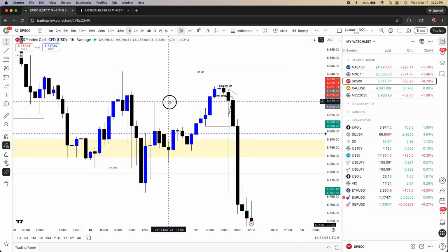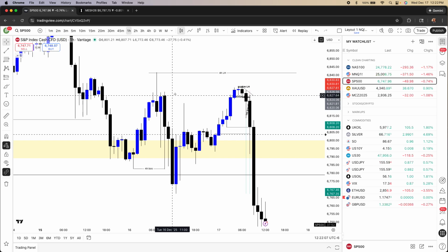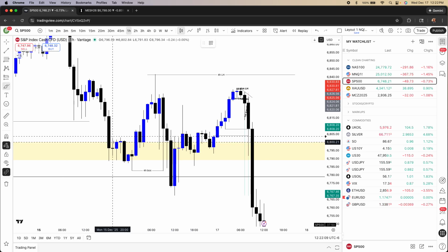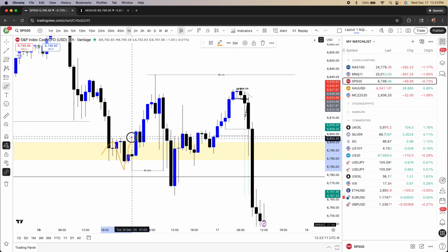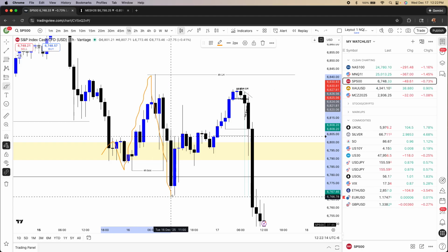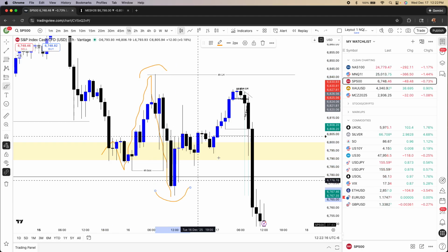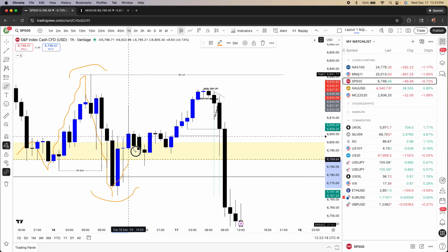Let's look at a little bit more. So this was the 1 hour structure for me. We went up and then we broke back below. So this was the 1 hour high, 1 hour low. Then we started pushing back to the upside.